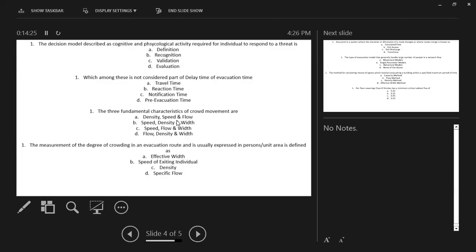That is travel time. If you see in the evacuation time, what we did, under delay time we put the further three models: time to notification, reaction, and pre-evacuation activity. So all these are part of delay time, but the travel time was always kept aside, because travel time is not a part of delay time. Evacuation time is equal to delay time plus travel time. So travel time is not considered a part of delay time. Once you start the travel, it's not a delay.